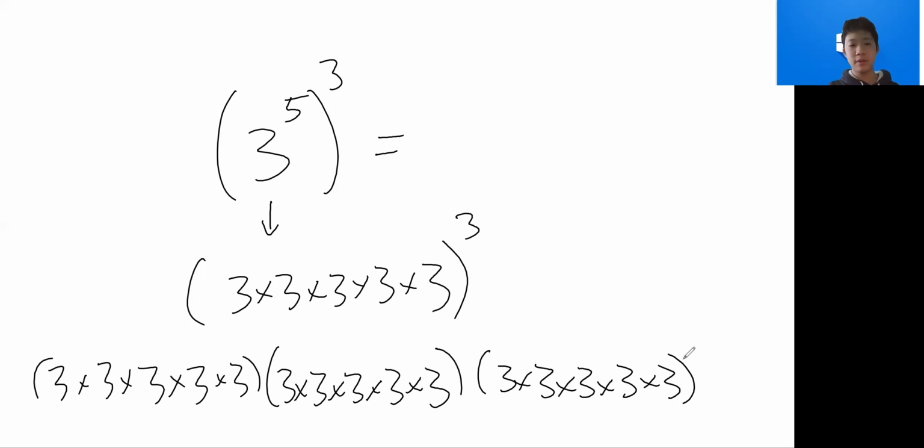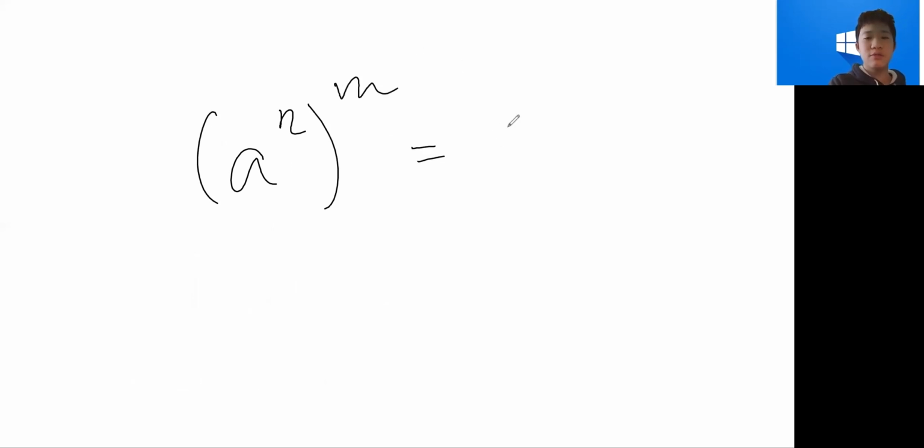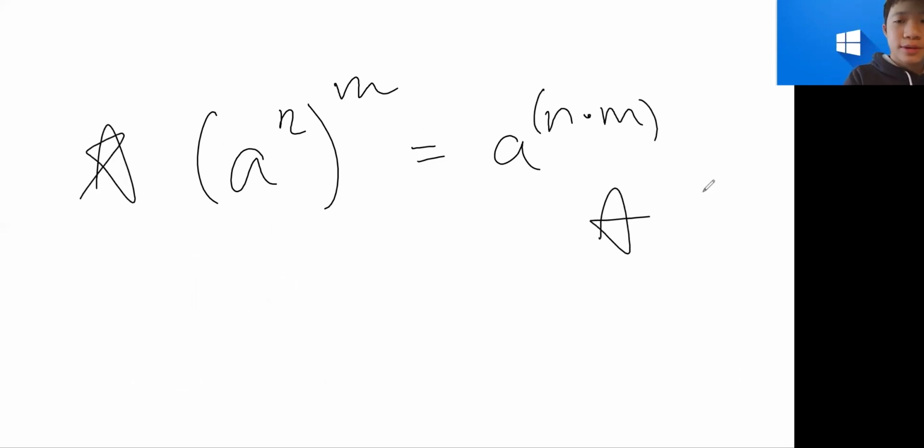Well, how many 3's do we have total? We have 3 groups of 5, so 15 3's. So basically what did we do here? We multiplied these powers. When we have a power to another power, we multiply the powers together. Let's generalize this as a to the n power, to the m power. We multiply the powers to get our final answer. Okay? Important, important, important.